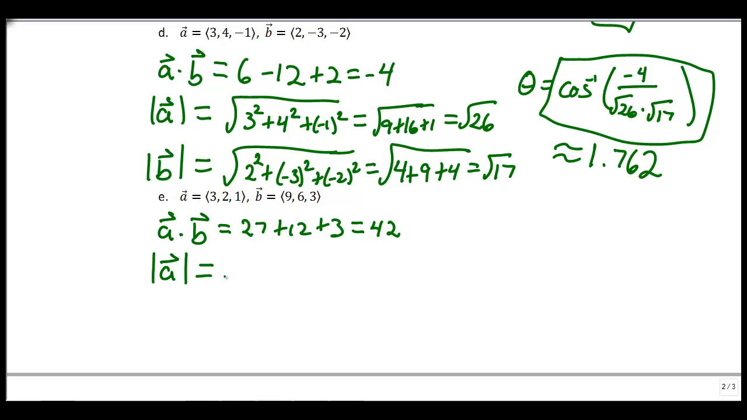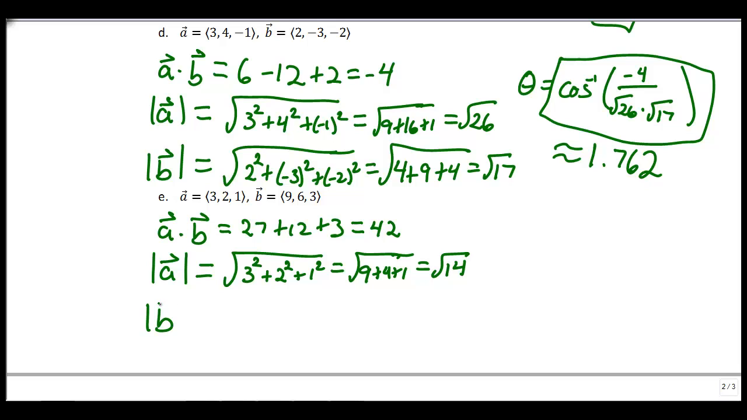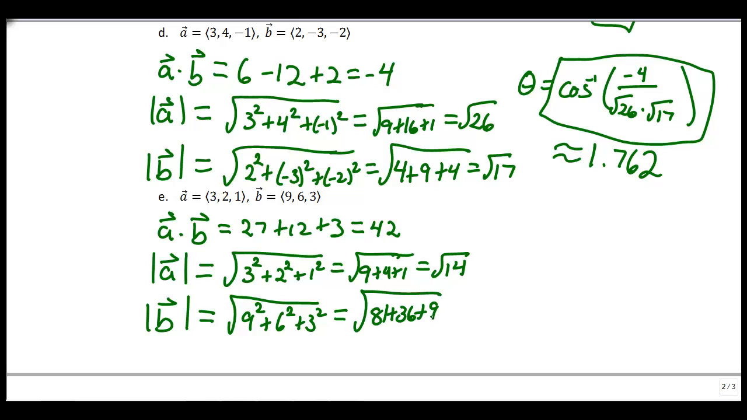Magnitude of A is the square root of 3 squared plus 2 squared plus 1 squared. Square root of 9 plus 4 plus 1. That's the square root of 14. Magnitude of B is the square root of 9 squared plus 6 squared plus 3 squared. So that is the square root of 81 plus 36 plus 9. 9 plus 81 is 90, plus 36 is the square root of 126.